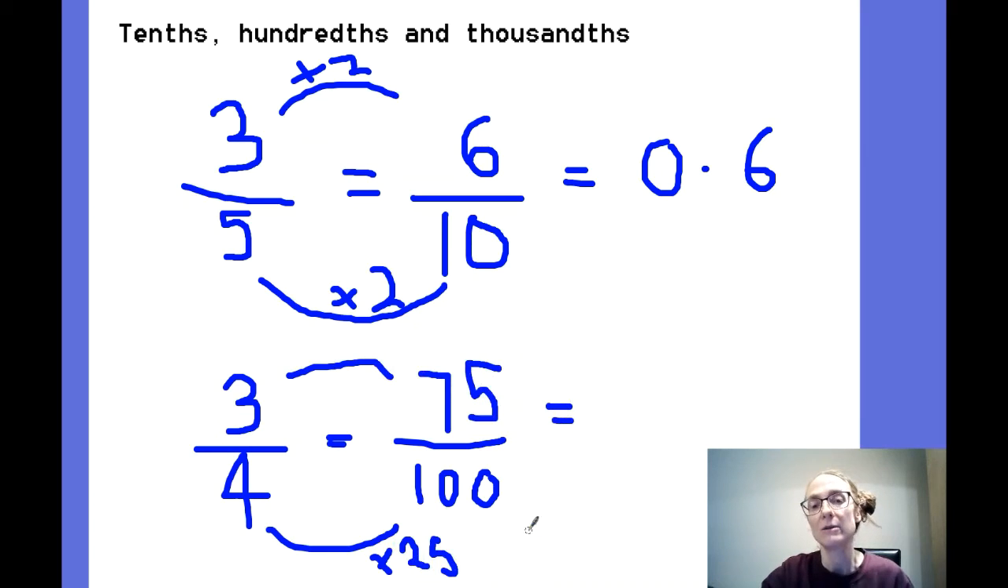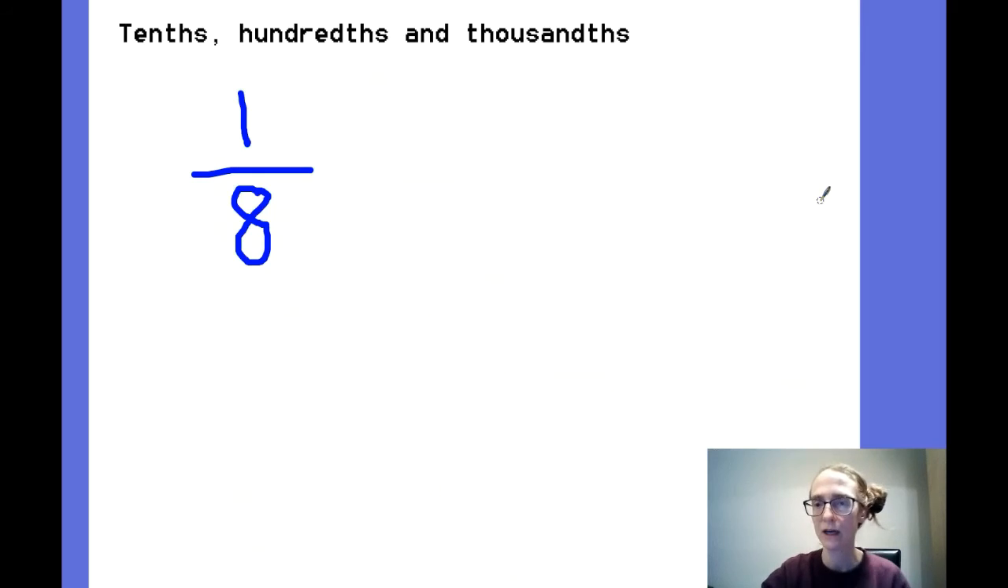And we know that when we divide by 100, we're moving those numbers twice. So we're dividing by 100, which means that we get 0.75. Now we'll look at eighths. Does 8 fit into 10? No. Is 100 a multiple of 8? No. Possibly 1,000 is. But I don't know off the top of my head if 1,000 is. So I'm going to use a different method.